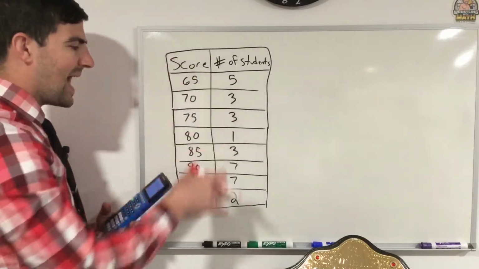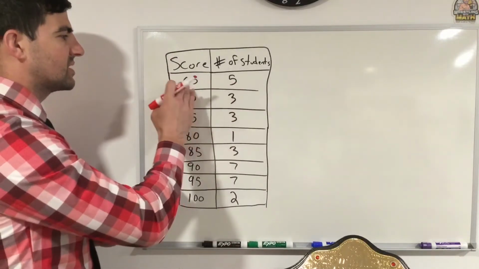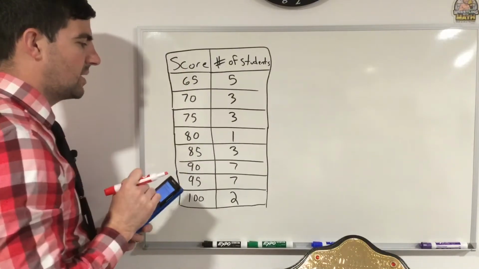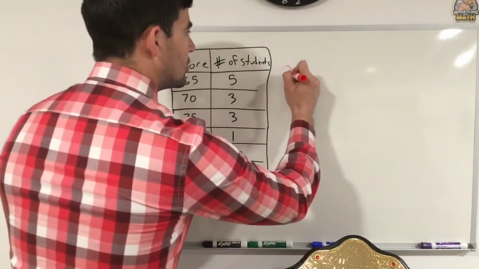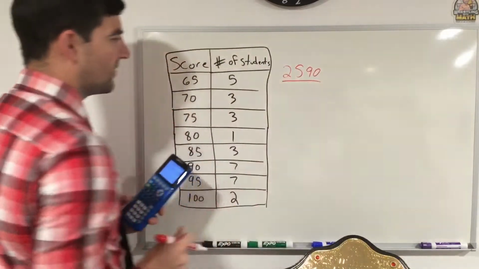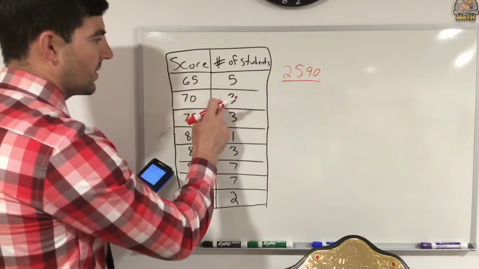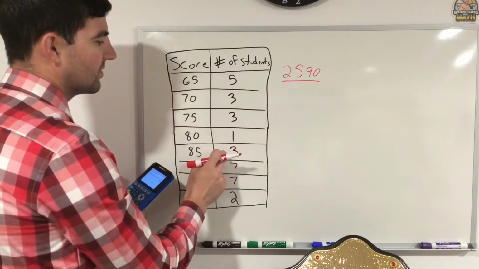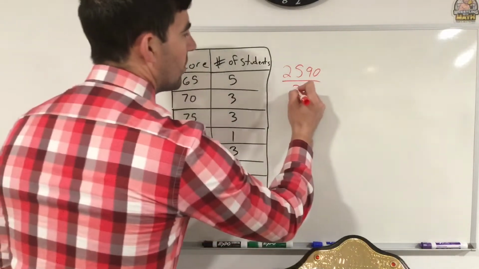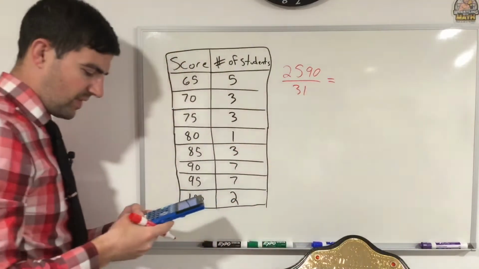When I add all those up, again, 5 students got a 65, so I did 65 5 times, I did 70 3 times, 75 3 times, 80 once. I get 2,590, and I would have divided this by how many students we had. We had 31, and I would divide this by 31.